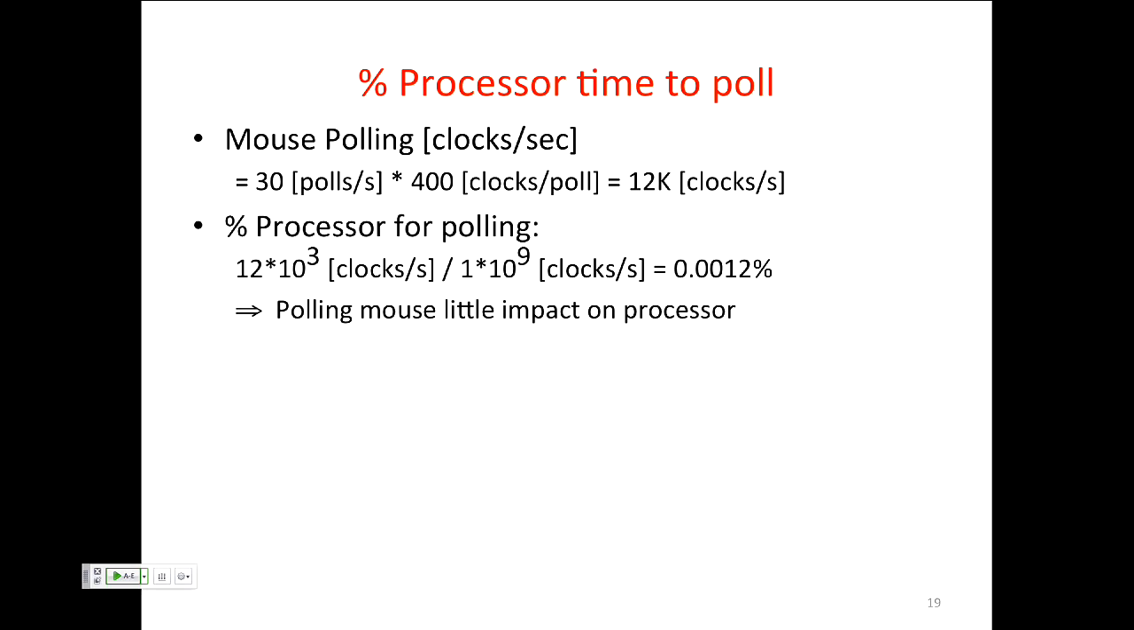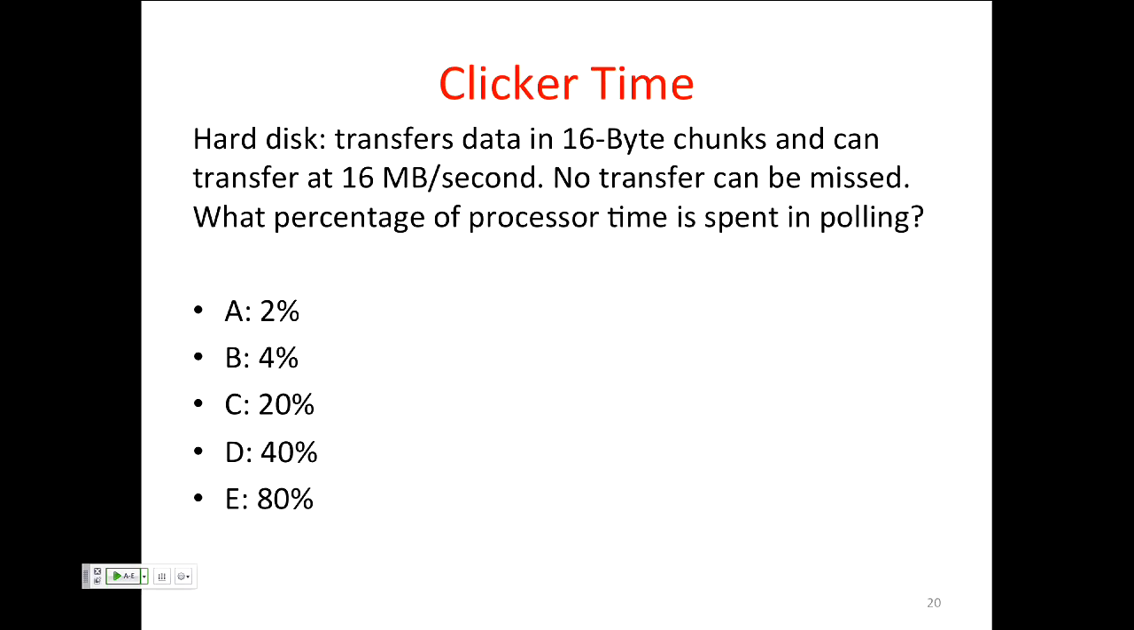But let's look at a different example. Let's look at the hard drive, and it's clicker time. The question here is, let's take this example where you have the hard drive, which accesses 16-byte chunks at a rate of 16 megabytes per second. And you have to process all these chunks, and you still take 400 cycles to poll. So what percentage of time would you spend in polling now?